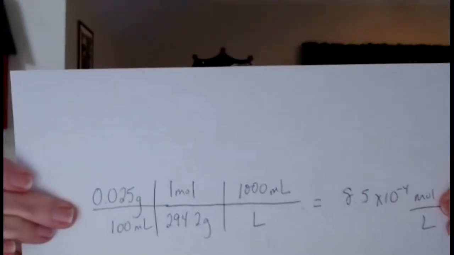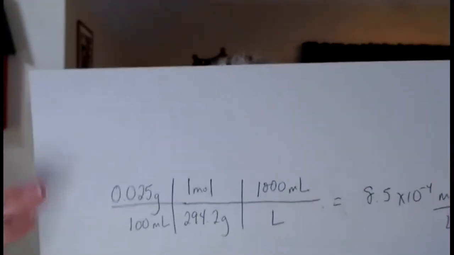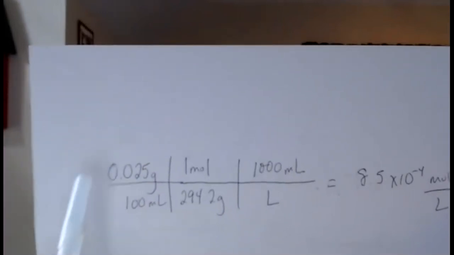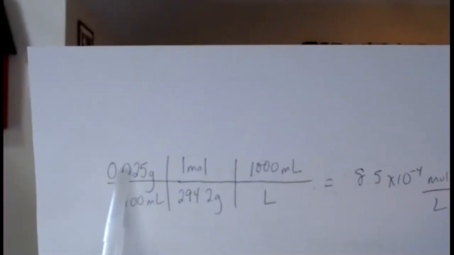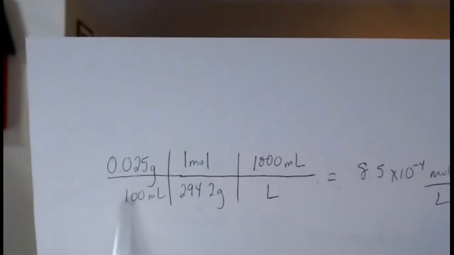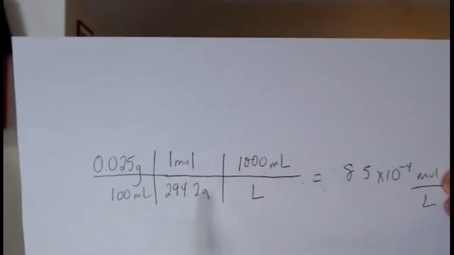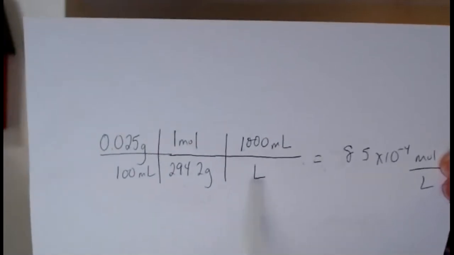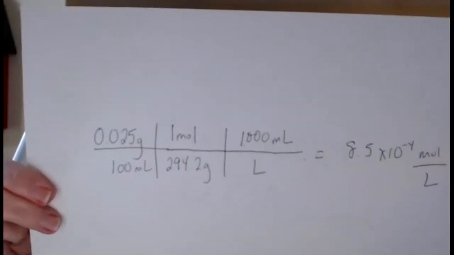Okay, most of you got this, some of you missed it, but if you take your 0.025% by volume, which is 0.025 grams per 100 milliliters, and this was the molar mass, and then you know 1,000 milliliters to the liter, so that was your molarity.